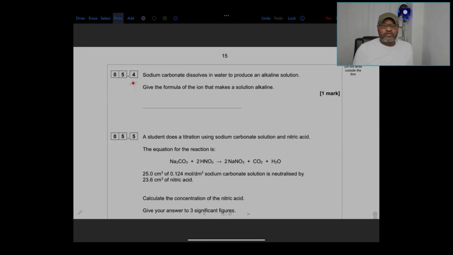Question 5.4. Sodium carbonate dissolved in water to produce an alkaline solution. Give the formula of the ion that makes a solution alkaline. What we want to do now is to write the sodium carbonate here plus water. That should give us sodium hydroxide. Obviously you've got 2 sodium here, so you have to put 2 sodium there. Sodium hydroxide, balancing that.